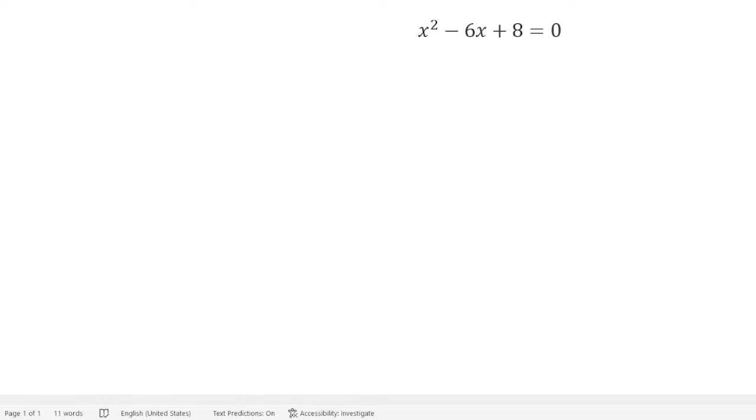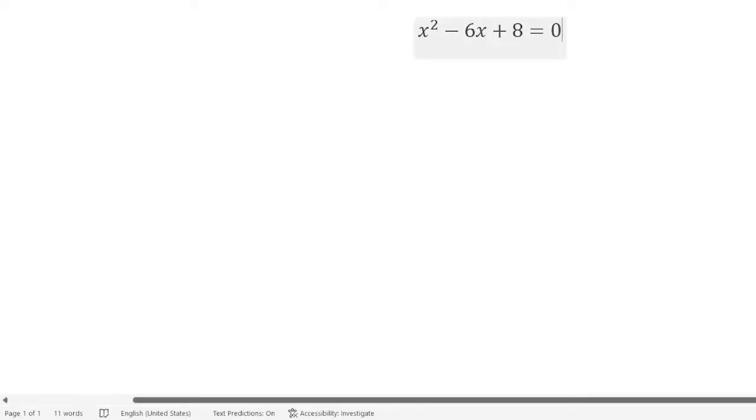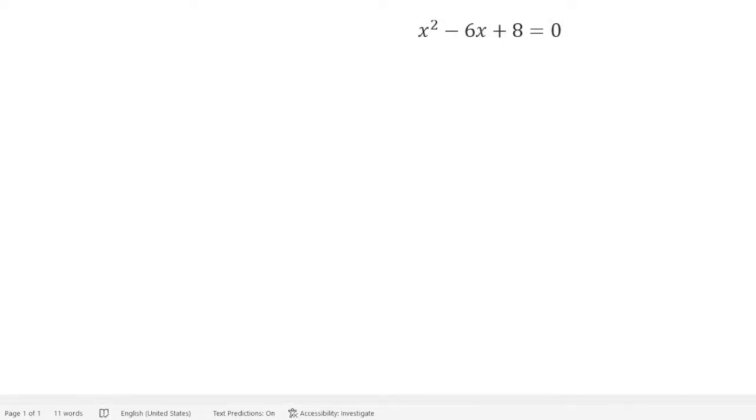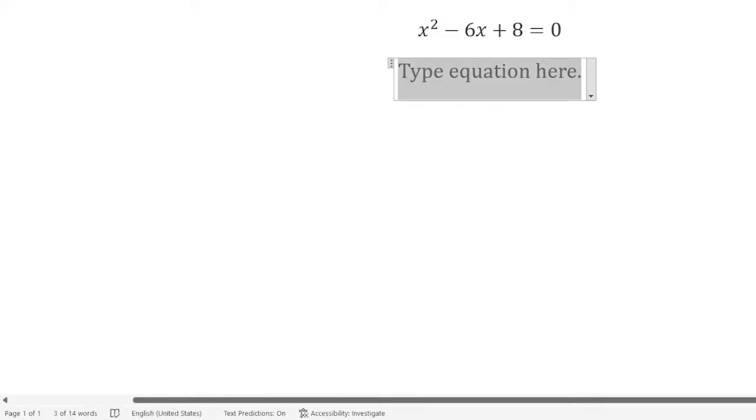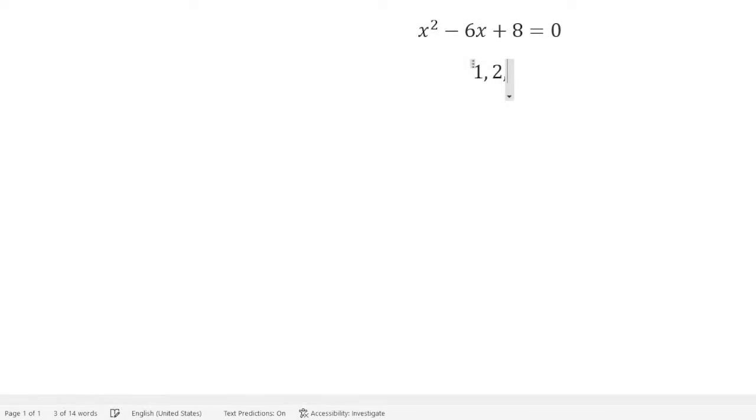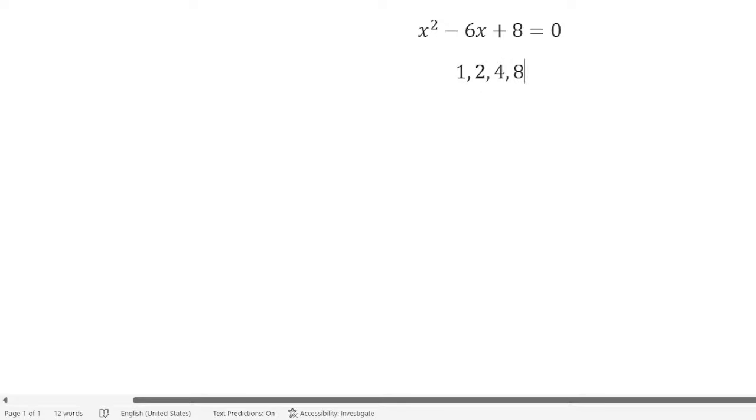So yes, you got it right. Perfect. So let's move along. Let me just do the corrections. Here we have x squared minus 6x plus 8. First things first, this one is already in the standard form, that is the form ax squared plus bx plus c. So what are the factors of 8? Factors of 8 are 1, 2, 4, and 8, right? Now let's factorize.